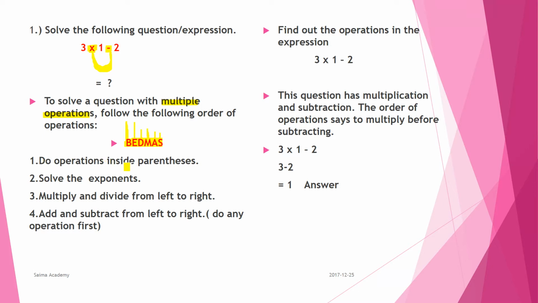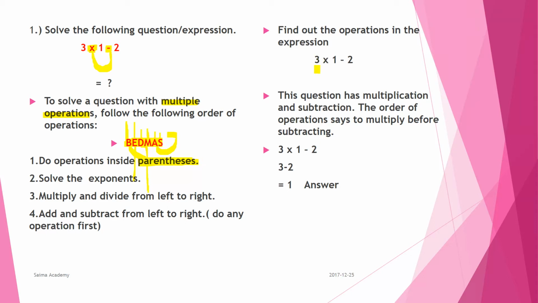Do operations inside the parenthesis first. This is bracket first, B. Solve the exponent, E, and then division and multiplication from left to right, then addition and subtraction from left to right. In addition and subtraction, do any operation first. There is no rule that you have to do addition first or subtraction first. You can do any one first, the answer will be the same.